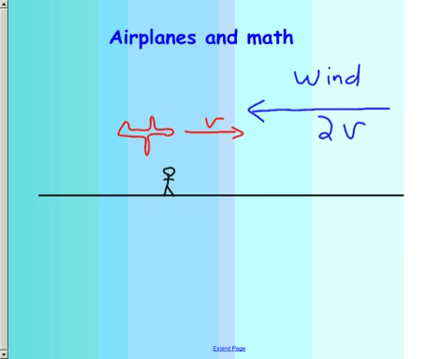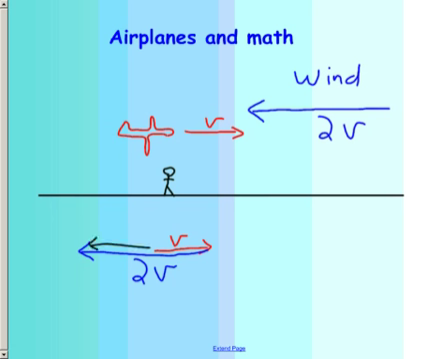Alrighty, I'm going to move on. So let's pull our red vector down here. There's v. Okay, that's the plane relative to the air. Now let's pull the blue vector down, and it is twice as big going the other direction. So again, red vector, plane relative to air, blue vector, air relative to ground. So how fast is the plane moving relative to the ground?